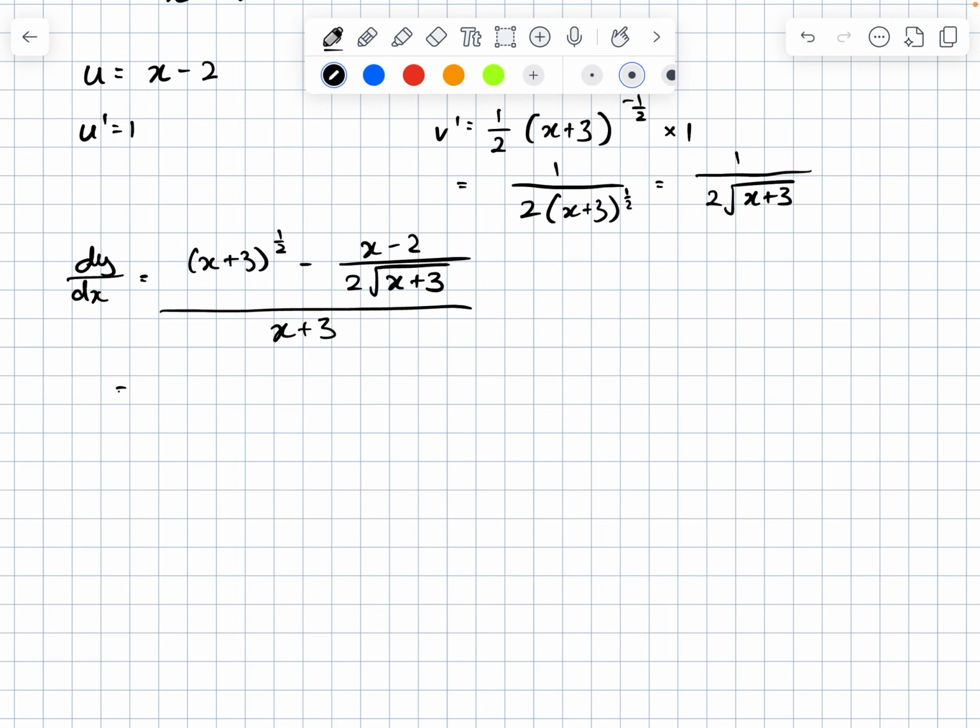Now, simplifying this slightly, it is possible to simplify this a lot more than I'm currently doing.